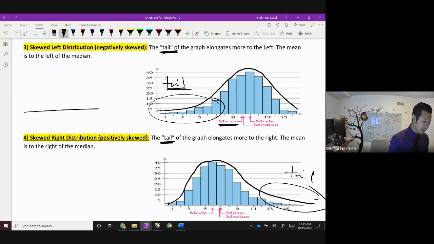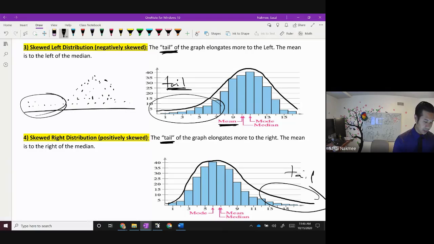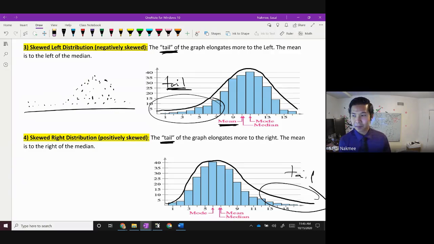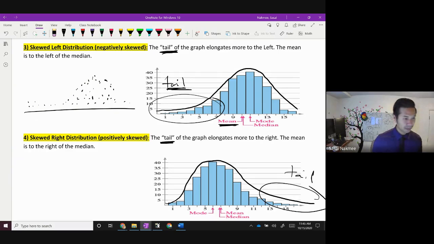If I had, for example, a horribly drawn dot plot, right? If I had a dot plot that looked like this, you can kind of see this is considered skewed left, and that's because it has a longer tail over here on the left-hand side. That's all you're looking for when deciding skewed left and skewed right. Where's the longer tail?